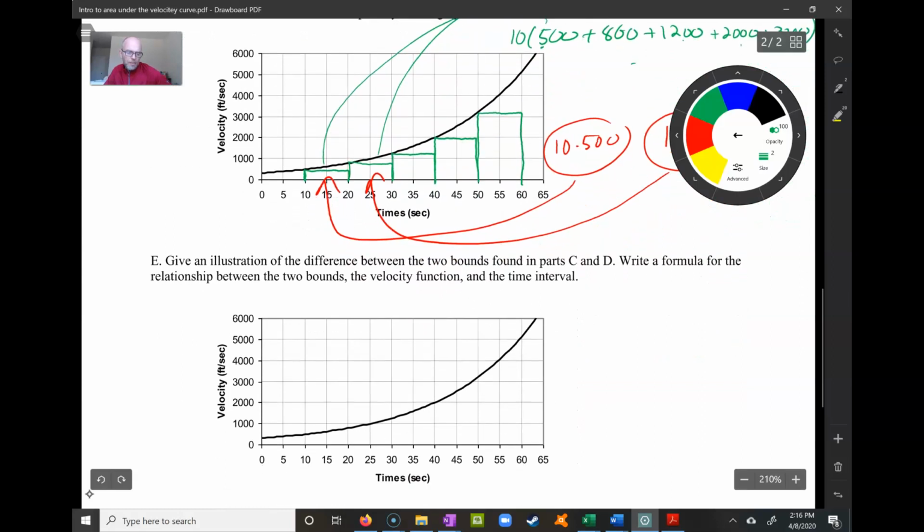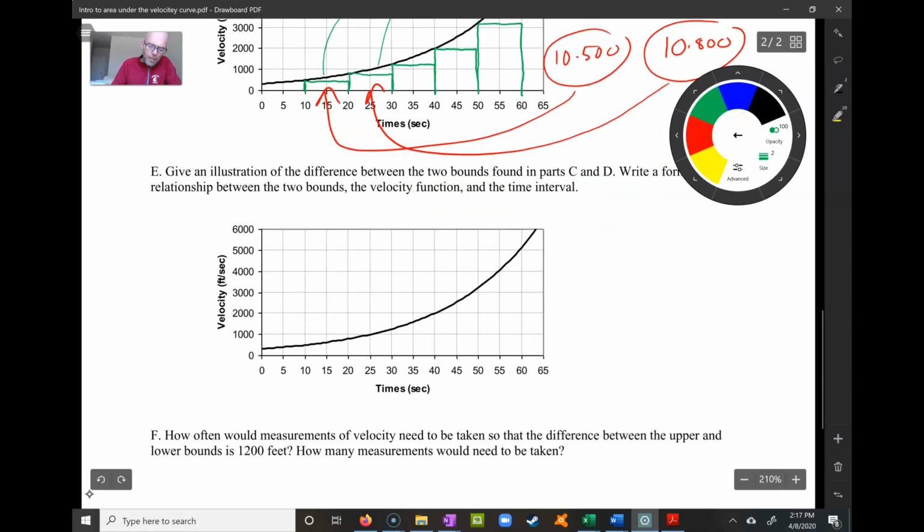So now it says, give an illustration of the difference between the two bounds found in parts C and D. Write a formula for the relationship between the two bounds, the velocity function, and the time interval. So what that means is that you can tell on that first interval from 10 to 20, the lower bound was right here, and the upper bound was right there. So this little rectangle represents the margin of error, so to speak.